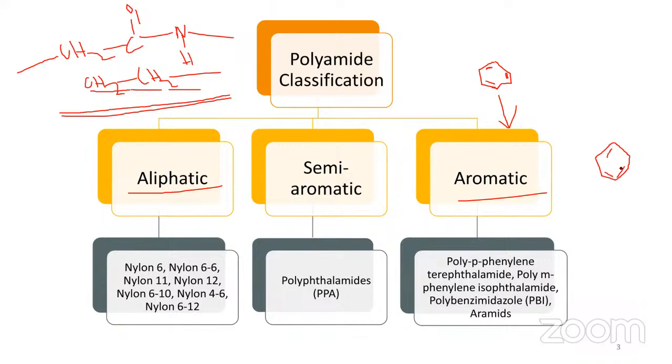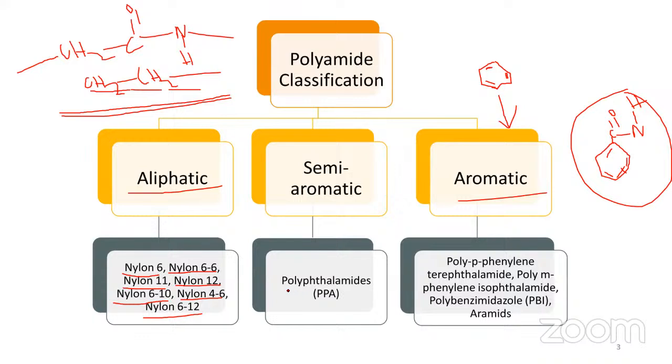Okay, they have here not a double bond. This will be formed like this, and here you can have C double bond O, and here we have NH. So these are your aromatic polyamides, and these are your aliphatic. So which come under your aliphatic? Like nylon 6, nylon 6,6, nylon 11, nylon 12, nylon 6,10, nylon 4,6, nylon 6,12. So these nylons come under your aliphatic.